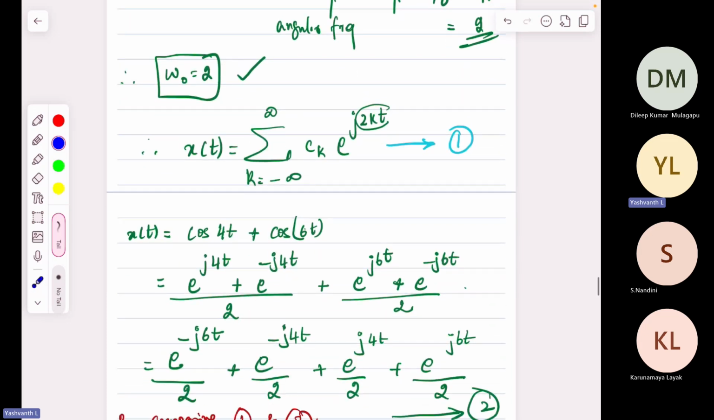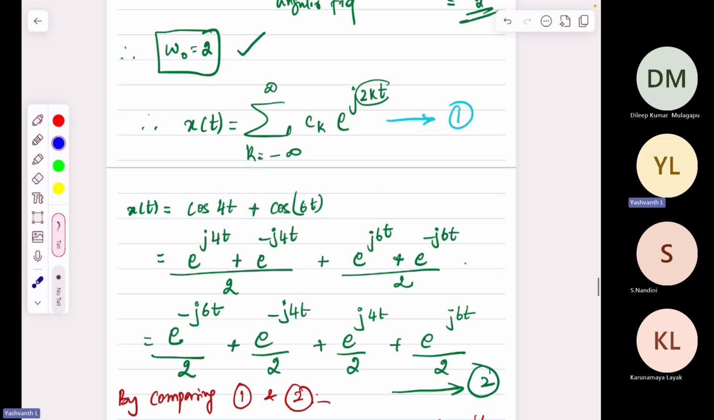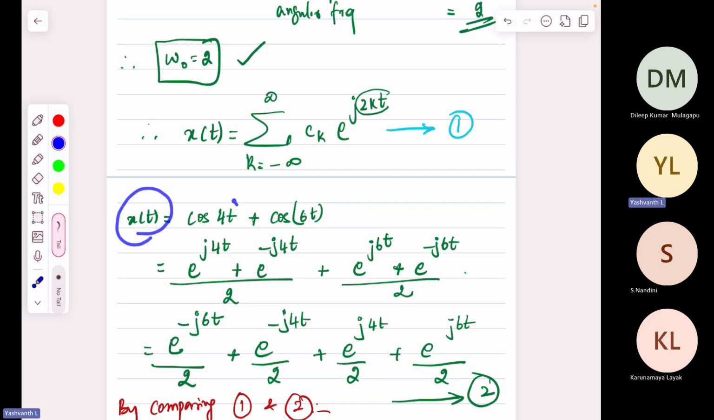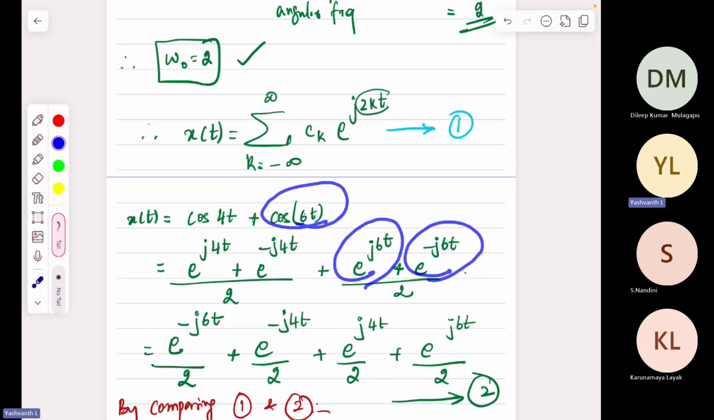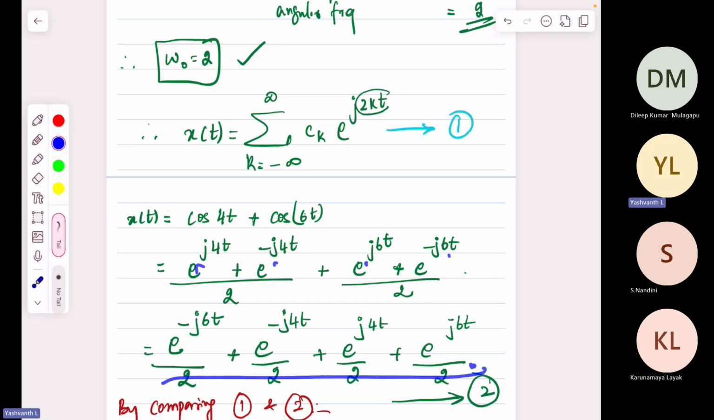Now for that, I'll go back to my same Euler's representation. x(t) is equal to cos 4t plus cos 6t. Therefore, cos 4t can be written as (e^(j4t) + e^(-j4t))/2. Similarly, cos 6t is (e^(j6t) + e^(-j6t))/2.